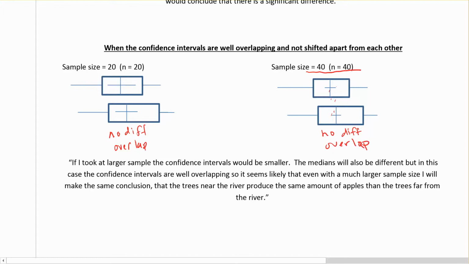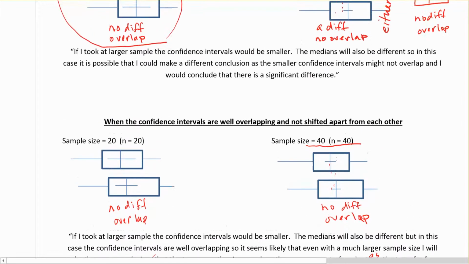So if I took a larger sample, the confidence intervals would be smaller. The medians will also be different, but in this case, the confidence intervals are well overlapping, so it seems likely that even with a much larger sample size, I will make the same conclusion that the trees near the river produce the same amount of apples as the trees far from the river. And again, you'd want to make that into your own context, whatever it is you're actually writing about.